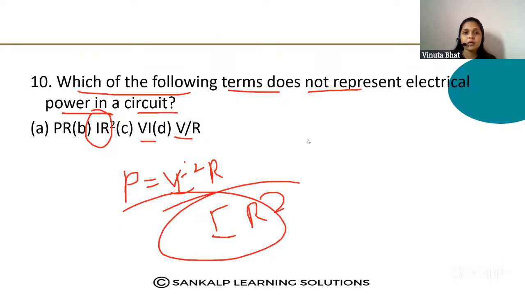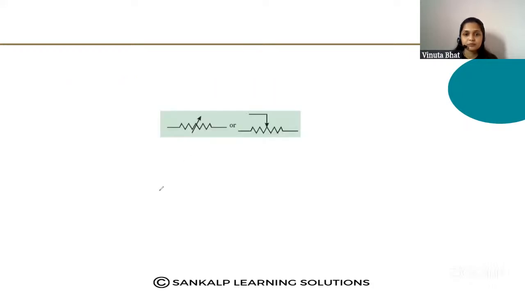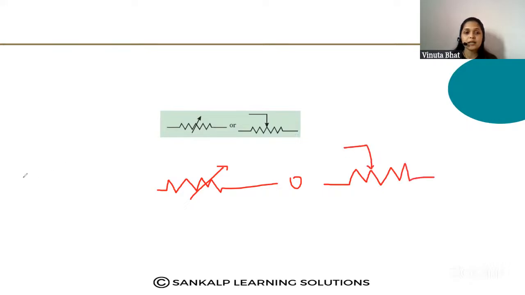So these are some MCQ questions. Now let us discuss some 1 mark questions. Draw the symbol diagram of a rheostat used in an electric circuit. So you have to draw the symbol of the rheostat. Yes, this is the symbol of the rheostat, which is variable, and which is used in an electric circuit.